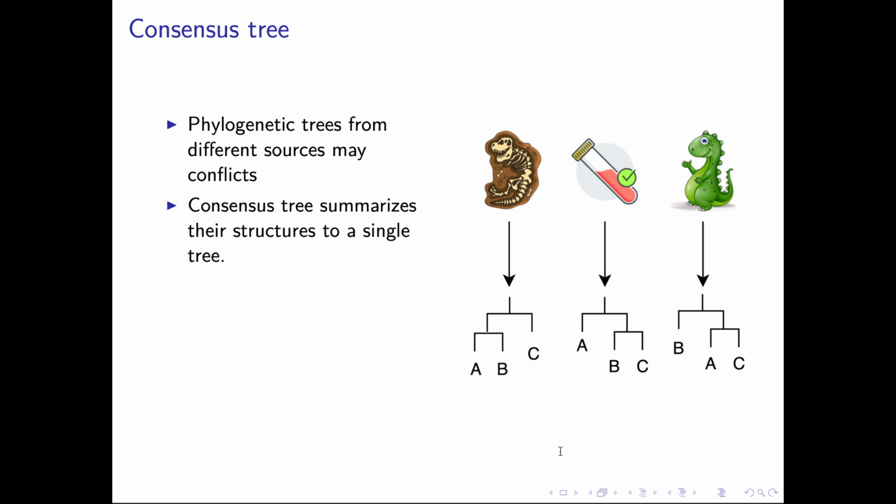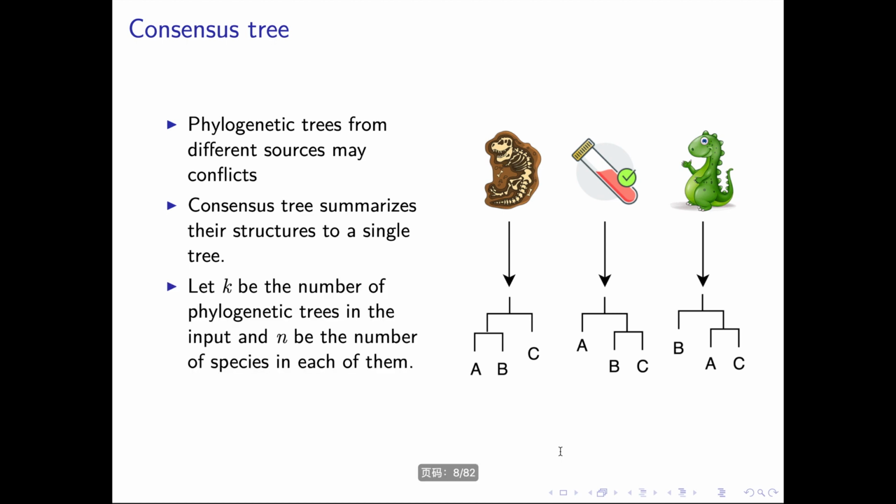The input of the consensus method is k conflicting phylogenetic trees over the same set of n species. Namely, each phylogenetic tree in the input has n leaves labeled from 1 to n, which are the n species. So our input size is of order kn.